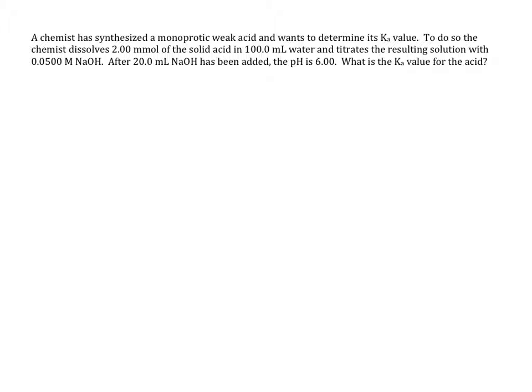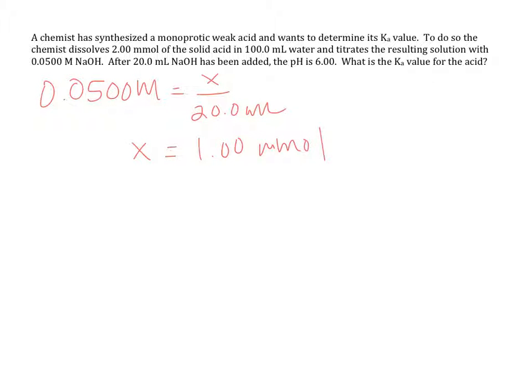For our second problem, we want to determine the Ka value for an unknown monoprotic weak acid. So the chemist dissolves 2 millimoles in 100 milliliters of water. The chemist then adds 20 milliliters of 0.0500 molar sodium hydroxide, and then the pH is 6. So for our base, 1.00 millimoles has been added. The acid was at 2 millimoles, so we are halfway to the equivalence point.